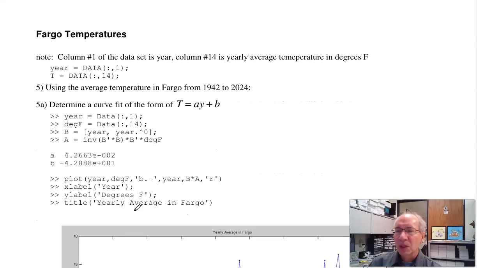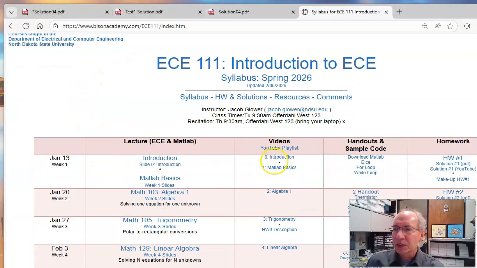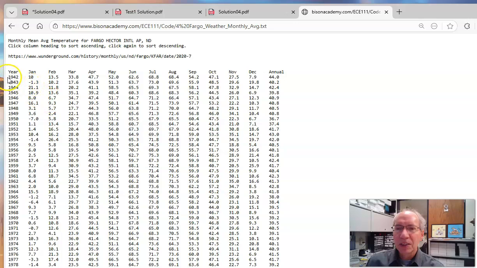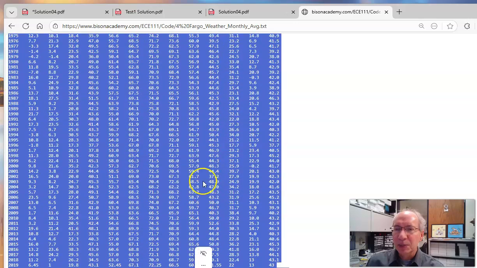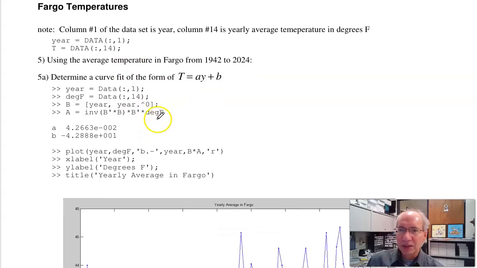Fargo temperature. To get the data set, just go to Bison Academy. Under 111 in this course, scroll down, lecture 4. Here is the temperature of Fargo. There's the data. Just copy and paste it into Matlab. The first column is year. The 14th column is your data. Pull that into Matlab and then analyze it.